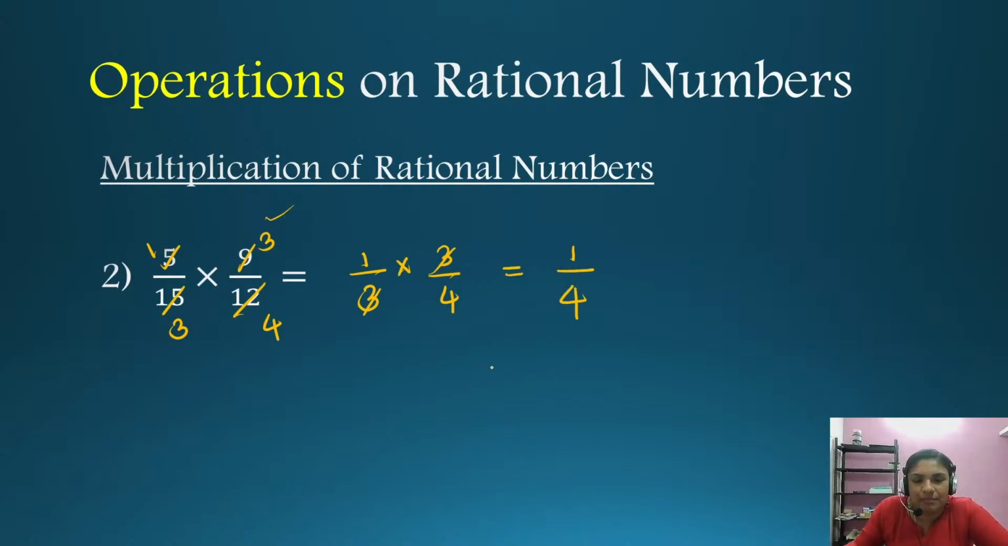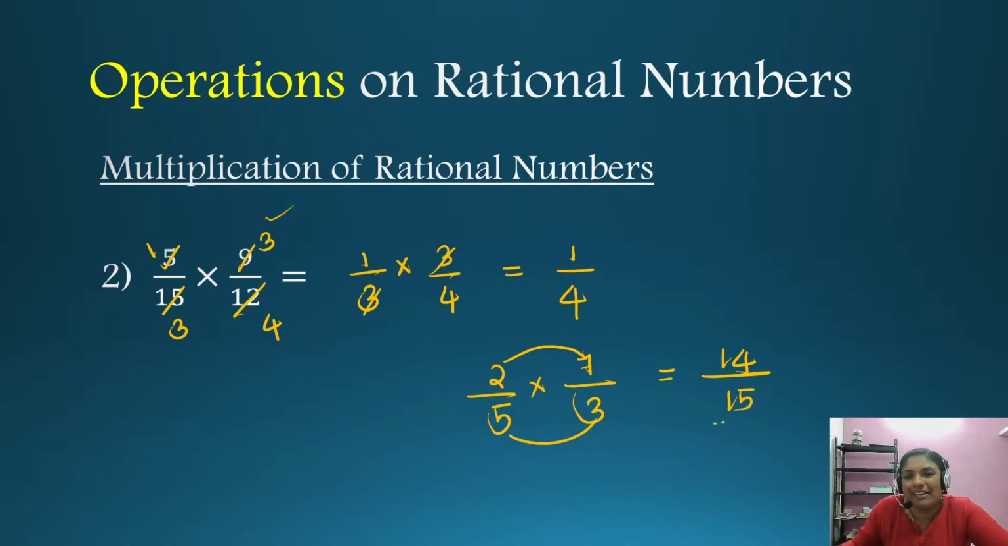Let's see another question. 2 by 5 into 7 by 3. Here, can we cancel anything? No, right? So numerator into numerator, 2 sevens are 14. Now 5 threes are 15. This is the answer. If you have any option to cancel, then you should cancel then and there itself.